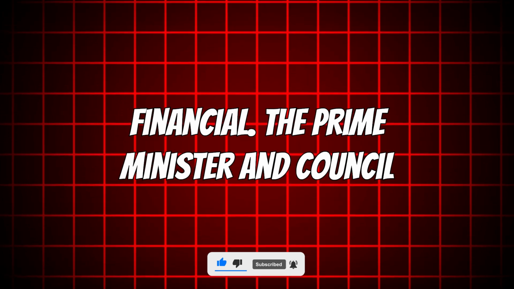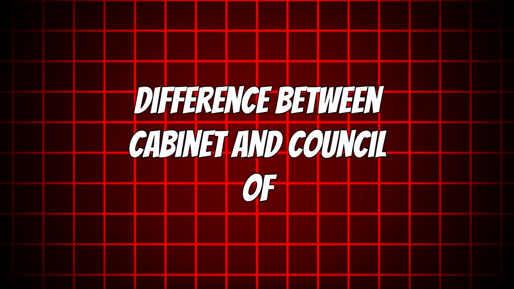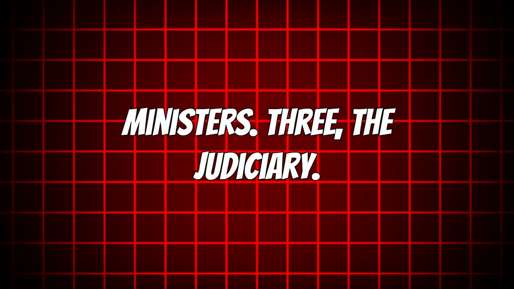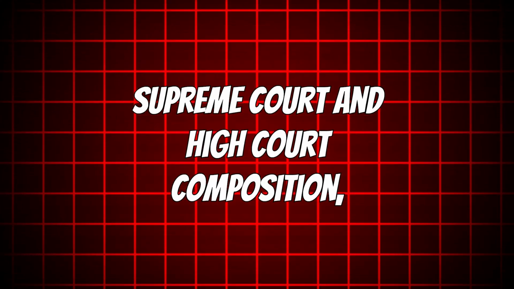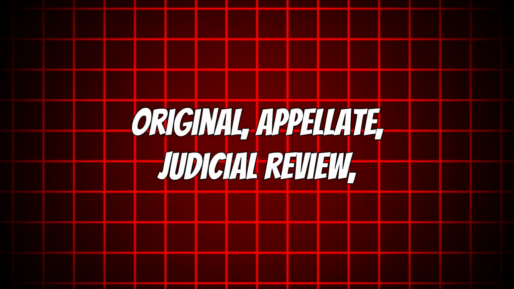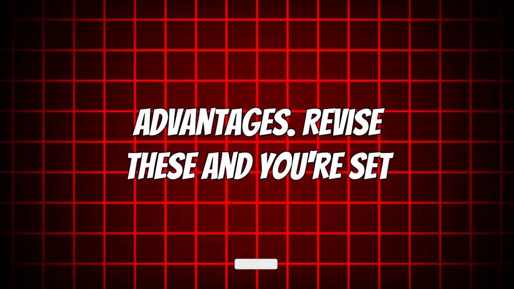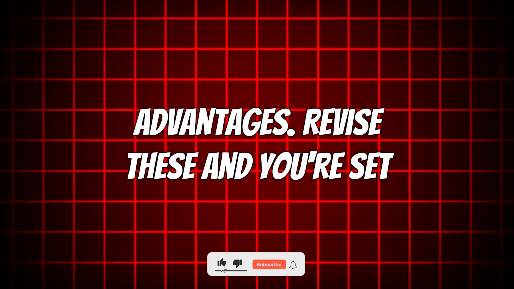The Prime Minister and Council of Ministers: role, powers, difference between Cabinet and Council of Ministers. 3. The Judiciary. Supreme Court and High Court: composition, judges' appointment. Jurisdiction: original, appellate, judicial review, writs, Lok Adalats, meaning and advantages. Revise these and you're set for civics.